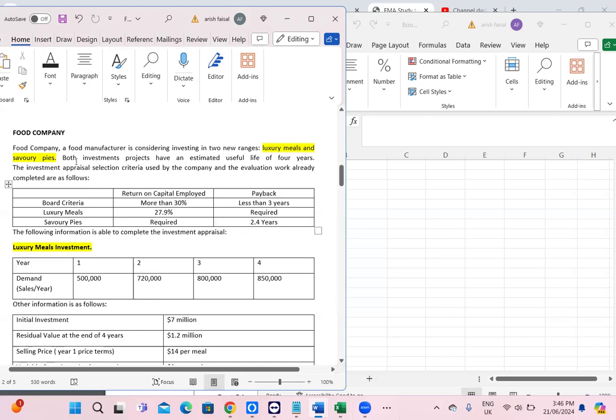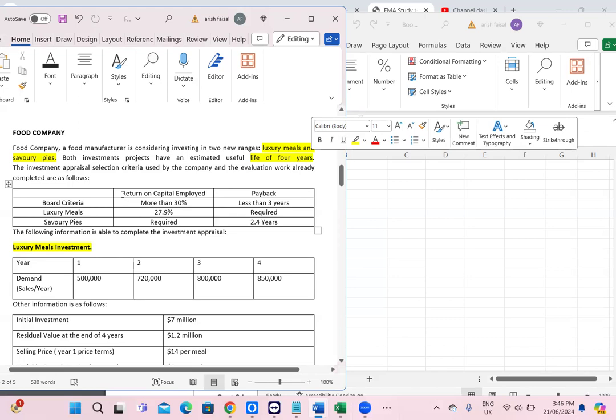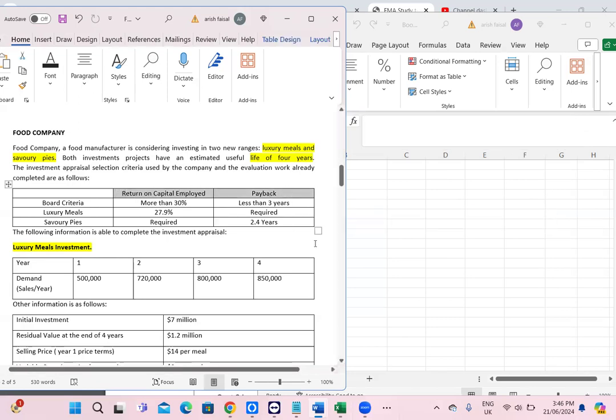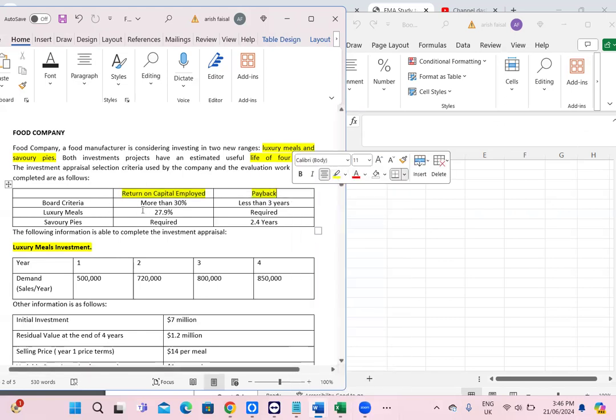Before this, you can see that both investment projects have an estimated life of 4 years. So the life of the project is 4 years for both of them, and they have two criteria for selecting investments over here, which are ROCE and the payback period. The criteria set by the board is they need an ROCE of more than 30% and a payback of less than 3 years, right?